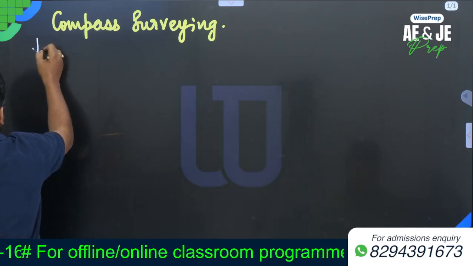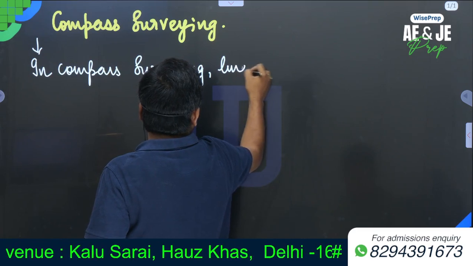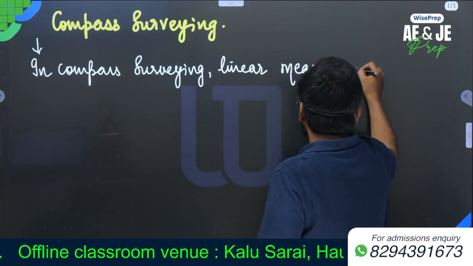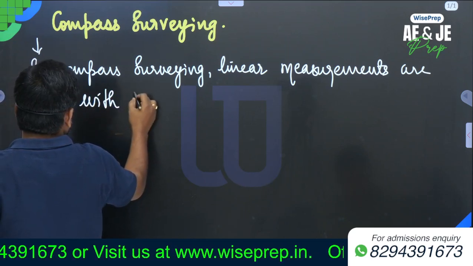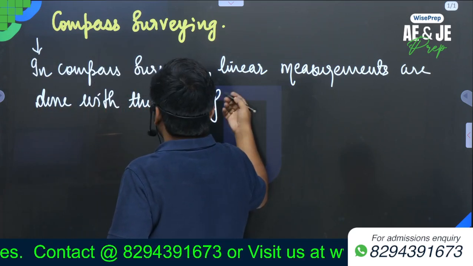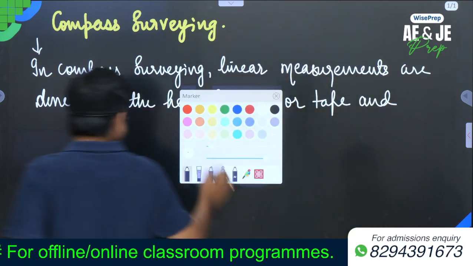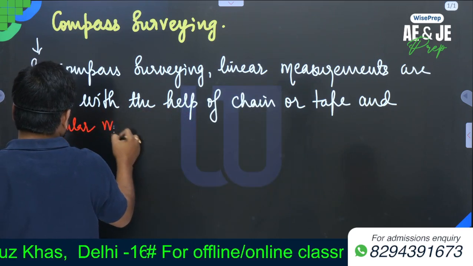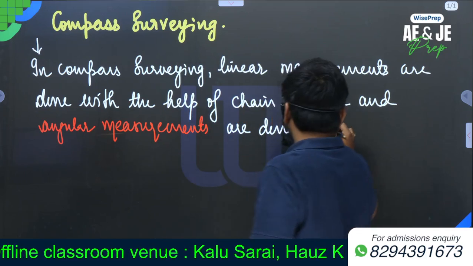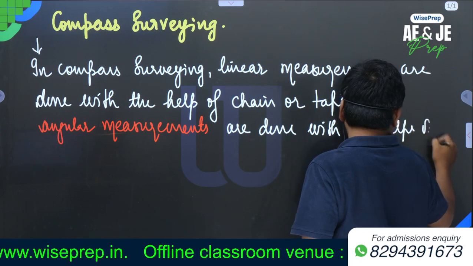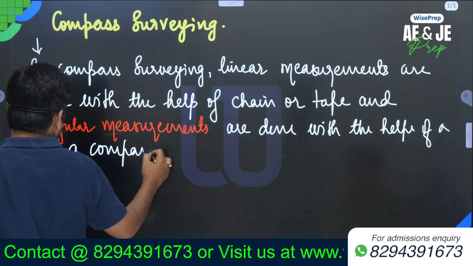So write down: in compass surveying, linear measurements are done with the help of chain or tape, and angular measurements are done with the help of a compass. All right.